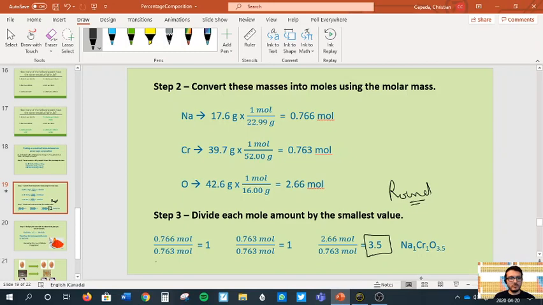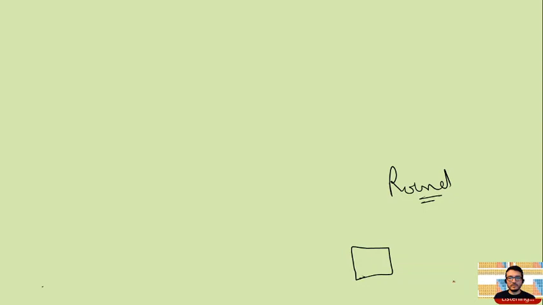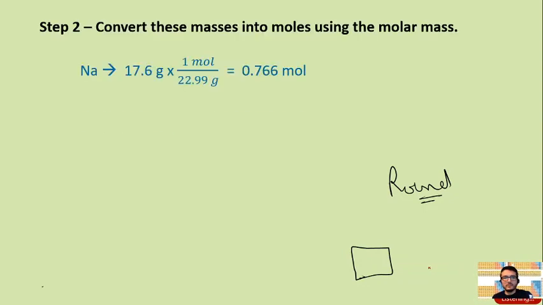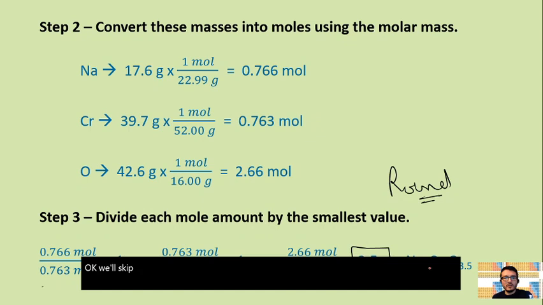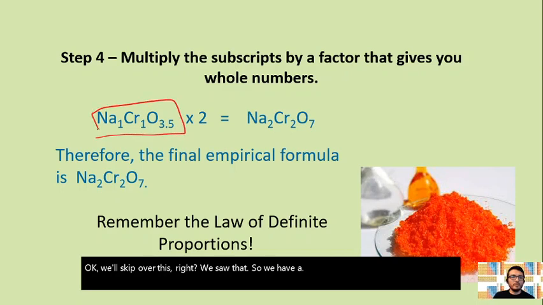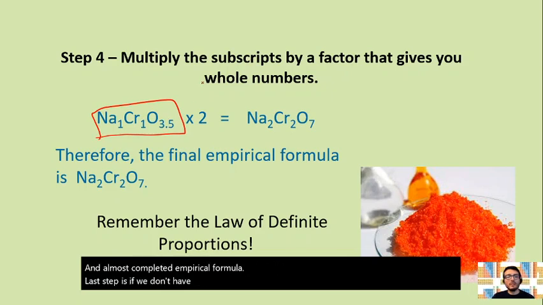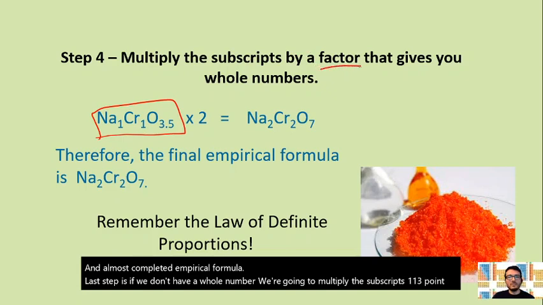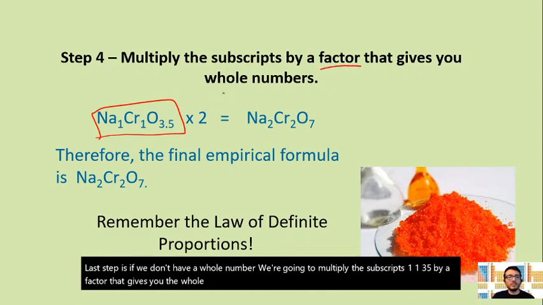Moving on, I'll go back to presentation mode because we're almost done. Okay, we'll skip over this, right? We saw that. So we have an almost completed empirical formula. The last step is, if we don't have a whole number, we're going to multiply the subscripts, 1, 1, 3.5, by a factor that gives you the whole number. Now, it doesn't mean we're going to multiply this by 50, right? We're going to multiply it by a number that will give us the lowest possible value for these subscripts.